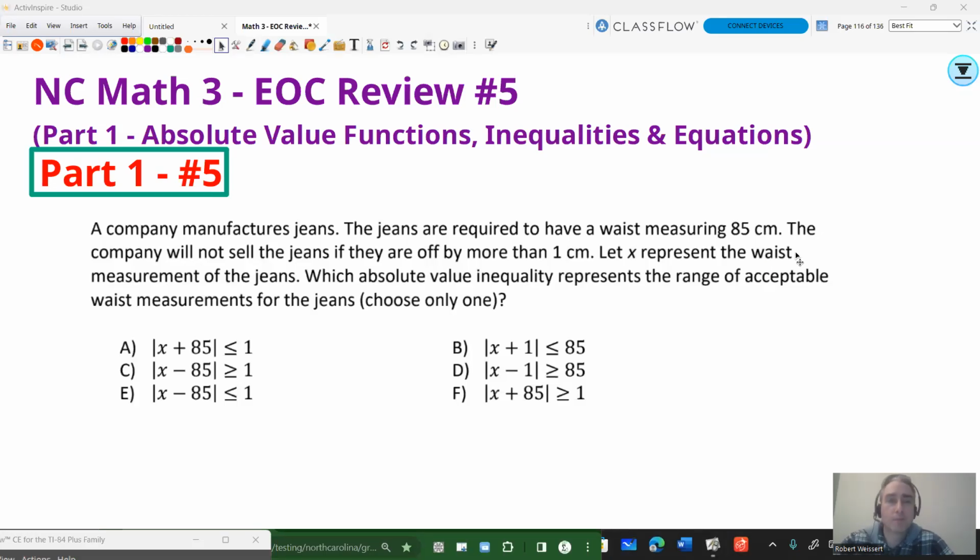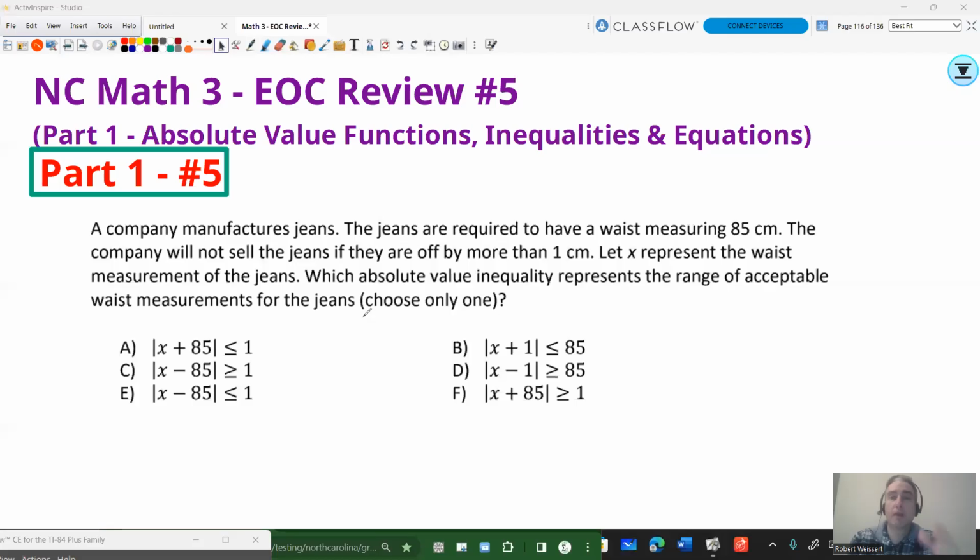Finally, a different type of problem. A company manufactures jeans. The jeans are required to have a waist measuring 85 centimeters. The company will not sell the jeans if they are off by more than 1 centimeter. That's your margin of error. Let X represent the waist measurement of the jeans. Which absolute value inequality represents the range of acceptable waist measurements for the jeans? Choose only one.